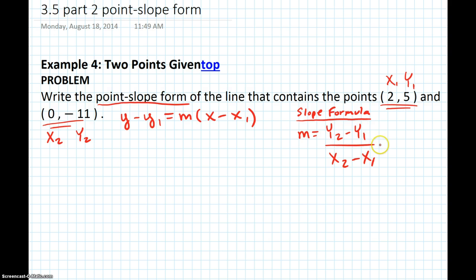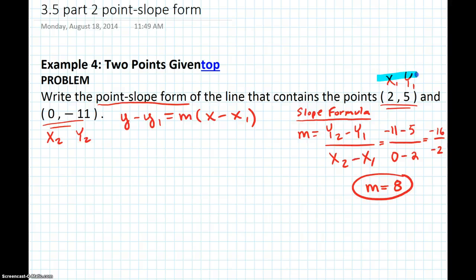Okay, so y2 is negative 11 minus y1, which is 5, all over x2, which is 0, minus x1, which is 2. Negative 11 minus 5 is negative 16. 0 minus 2 is negative 2. So my slope, after I simplify, becomes 8. Now I have a point and I have the slope.